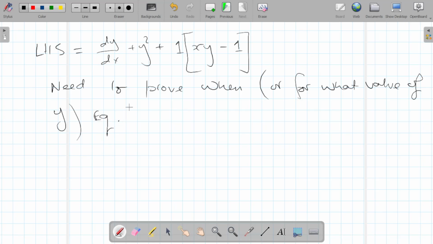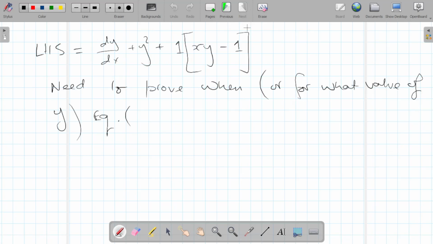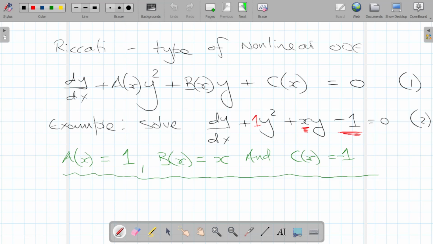We'll call this equation 5. So we need to prove when, or for what value of y, equation 5 is equal to 0. And why? Because if you go right back to equation 2, we're told that that equation is equal to 0 here, right?